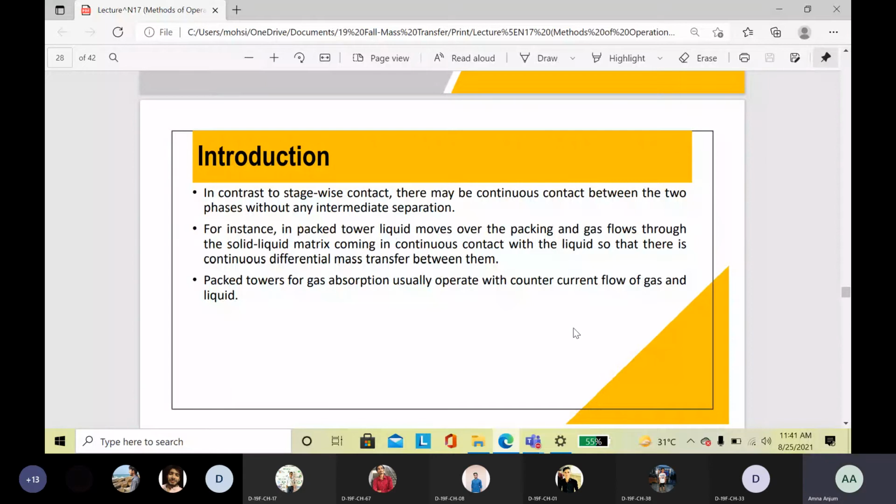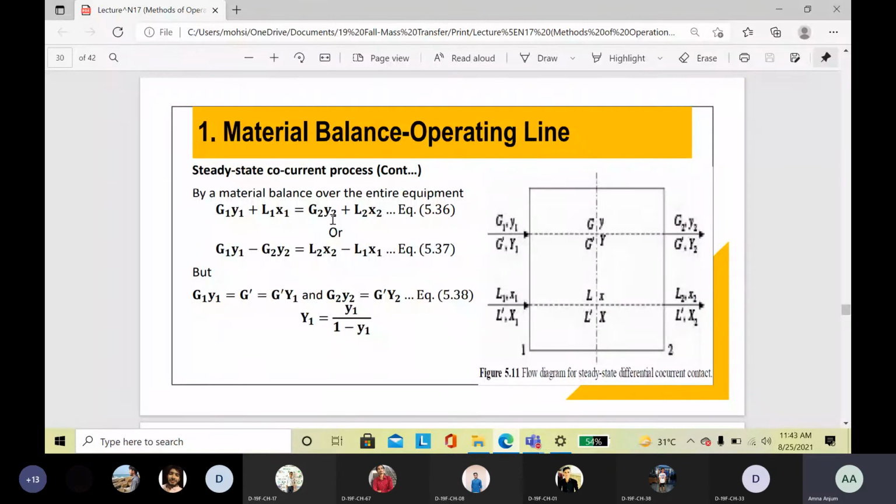बैलेंस हम लिख सकते हैं G1 Y1 plus L2 X2 equals G2 Y2 plus L1 X1. फर्दरमोर हम इसे रीअरेंज करेंगे ताकि हमारे पास जी वाली टर्म्स और गैस और लिक्विड सेपरेट हो जाए. G1 Y1 जो हमारे पास G prime Y1 के इक्वल है and G2 Y2 equals G prime Y2.